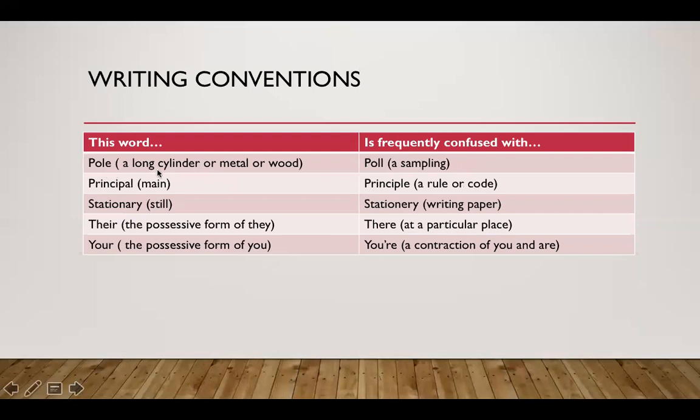Pole, a long cylinder of metal or wood. And then you've got poll, which is like a voting station, like a sampling, where you're responding to a question. You're taking a poll to see how many people prefer chocolate chill at Tim Hortons versus a Cruller donut. I'm making this stuff up on the fly, but you get the idea. It's a sampling.